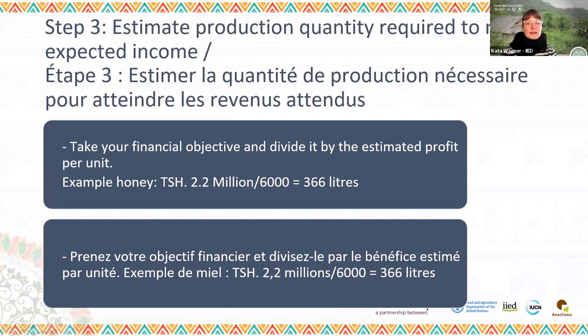So then, a decision on the size of the enterprise. To estimate the production quantity required to meet the expected income that the entrepreneurs have set for themselves as a goal, they will need to take their financial objective and divide it by the estimated profit per unit, which we've just calculated in the step before. So if this entrepreneur had decided that they would like to have an extra income from their enterprise of 2.2 million Tanzanian shillings for their household, they need to divide this by the 6,000 Tanzanian shillings profit per unit that they've just calculated. And this brings them to 366 liters. So they will have to produce at least 366 liters of honey to be able to achieve the financial objectives set for the enterprise.